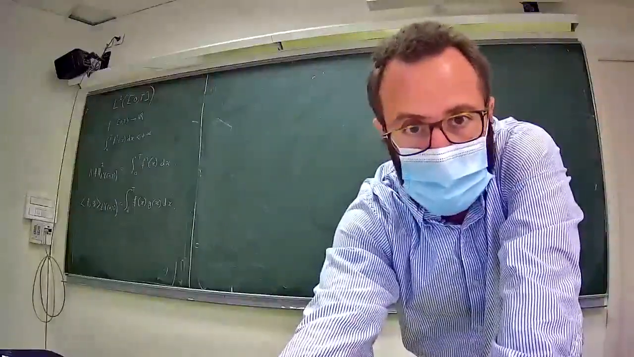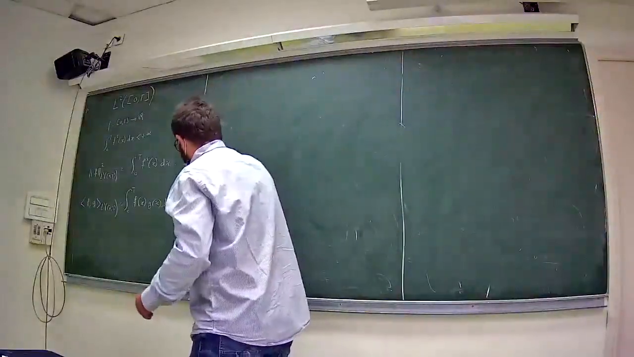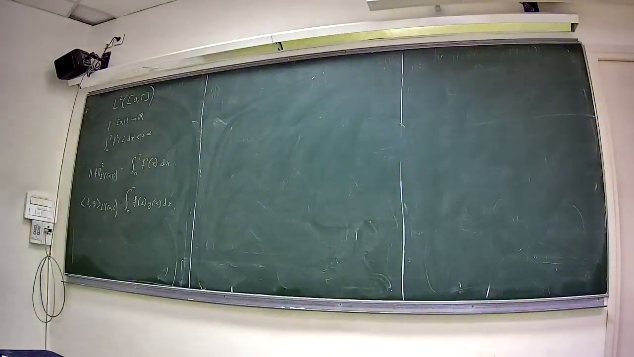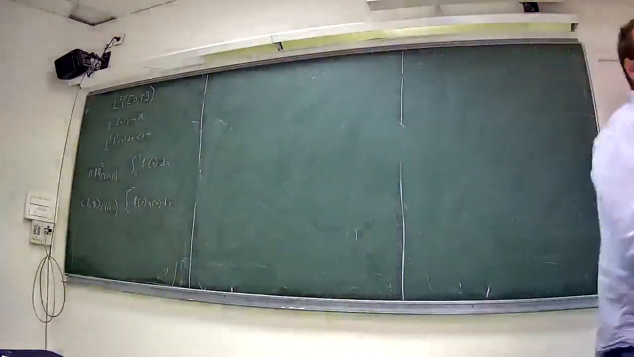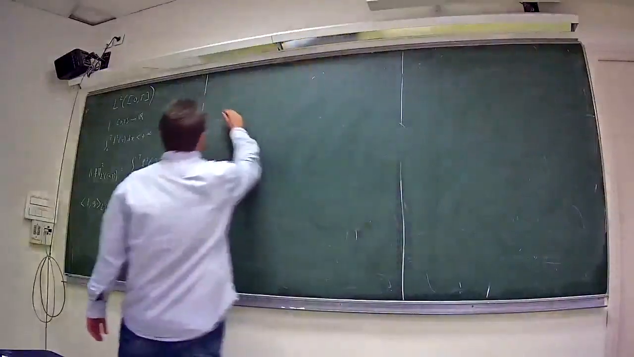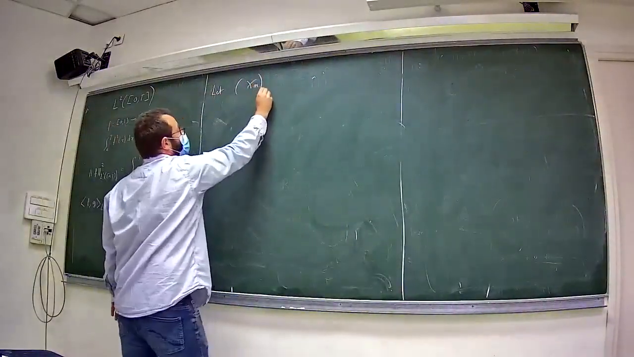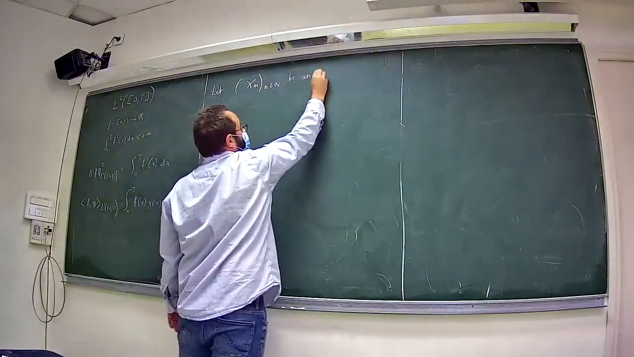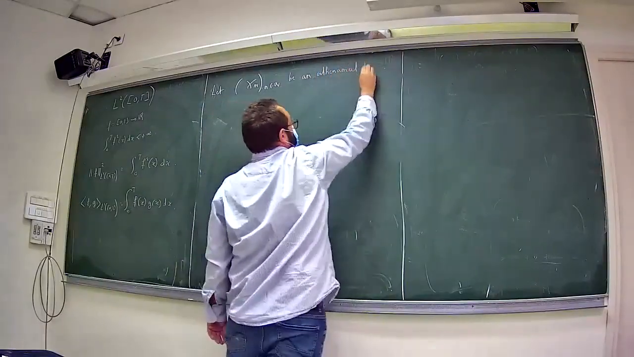So I have a Hilbert space here of infinite dimension, and we are going to consider an orthonormal basis of this space. So let's see this way, P_n be an orthonormal basis.